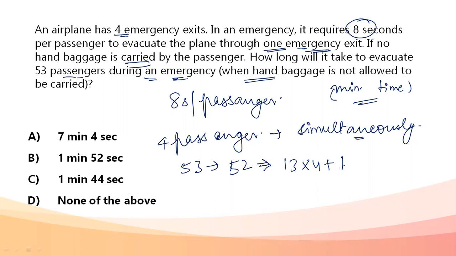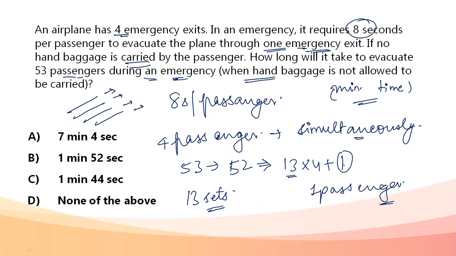So from here, you can always try to write this in terms of seconds. The 13 sets of people can go out in sets of four through those gates, and one person will go out at the last. It is said it requires 8 seconds per passenger to evacuate the plane through one emergency exit. Consider that four of them are going at the same time as one passenger only.